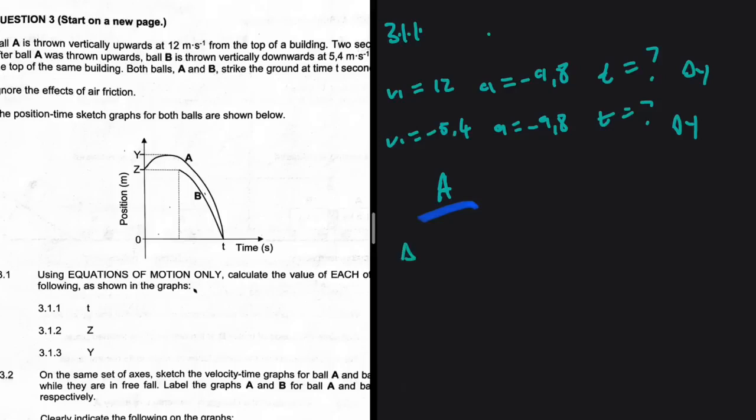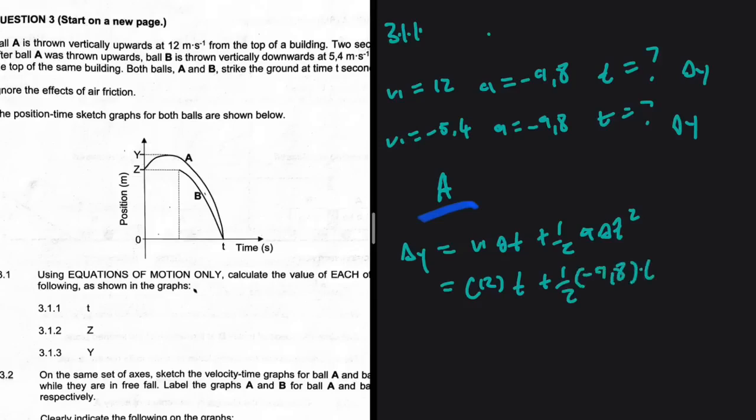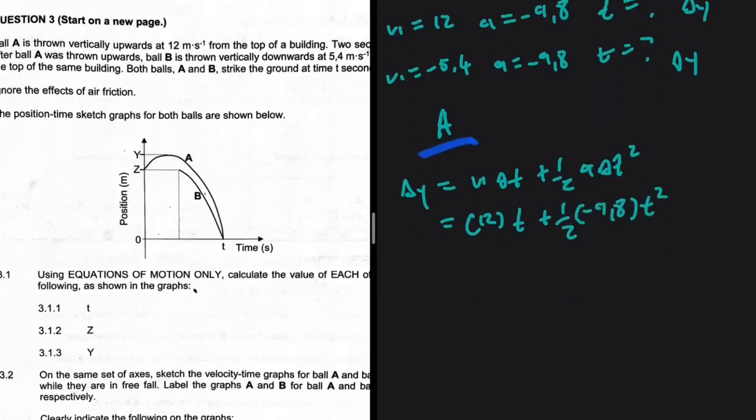So for ball A, delta y is equal to vi delta t plus a half acceleration delta t squared. So vi is 12, time is what we're interested in, plus a half minus 9.8, let's say t squared. So delta y will be equal to 12t minus 4.9 t squared. This is as far as ball A is concerned.